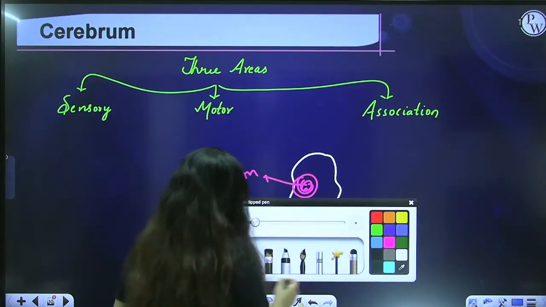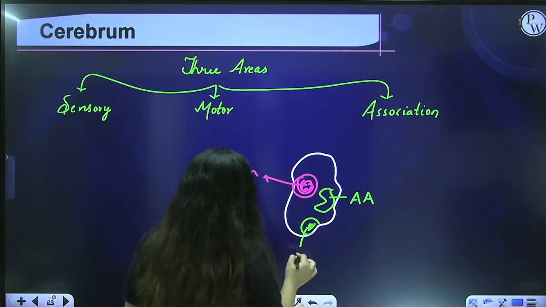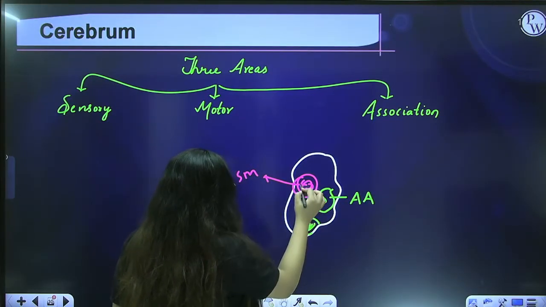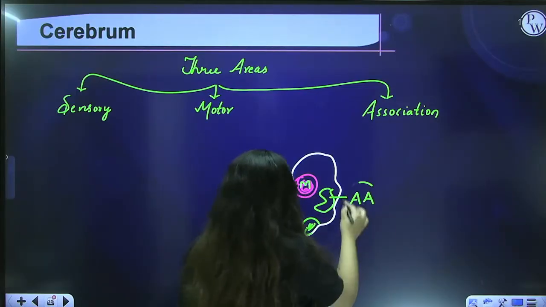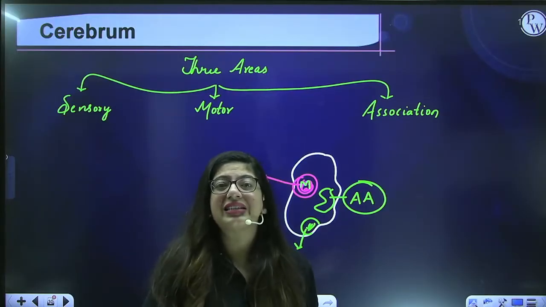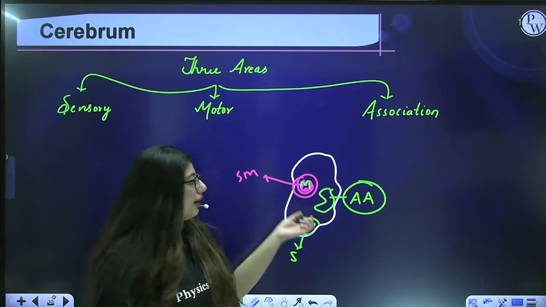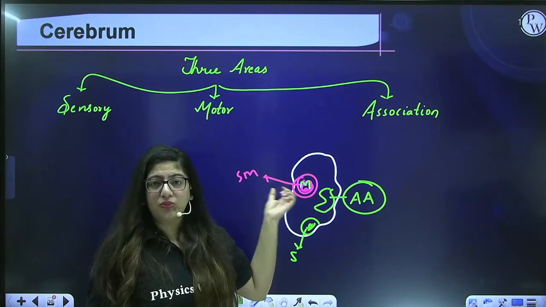And then there can be certain areas known as association areas. Like this is the sensory area, this is the motor area, and this is the association area. The function of the association area is to associate these signals. That means it will read the sensory information and convert it into a motor impulse.